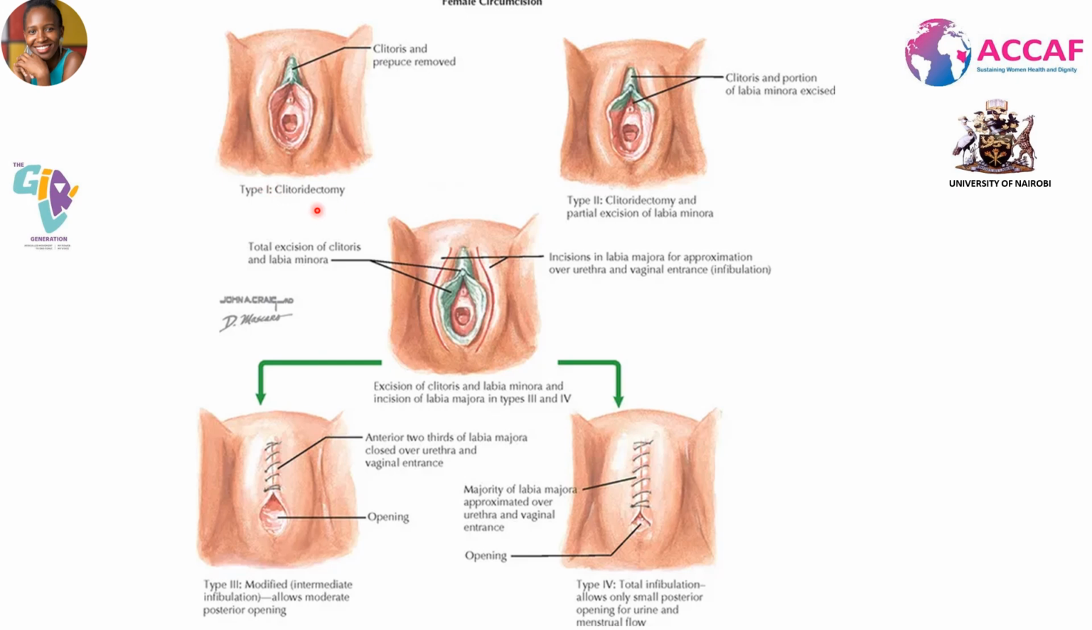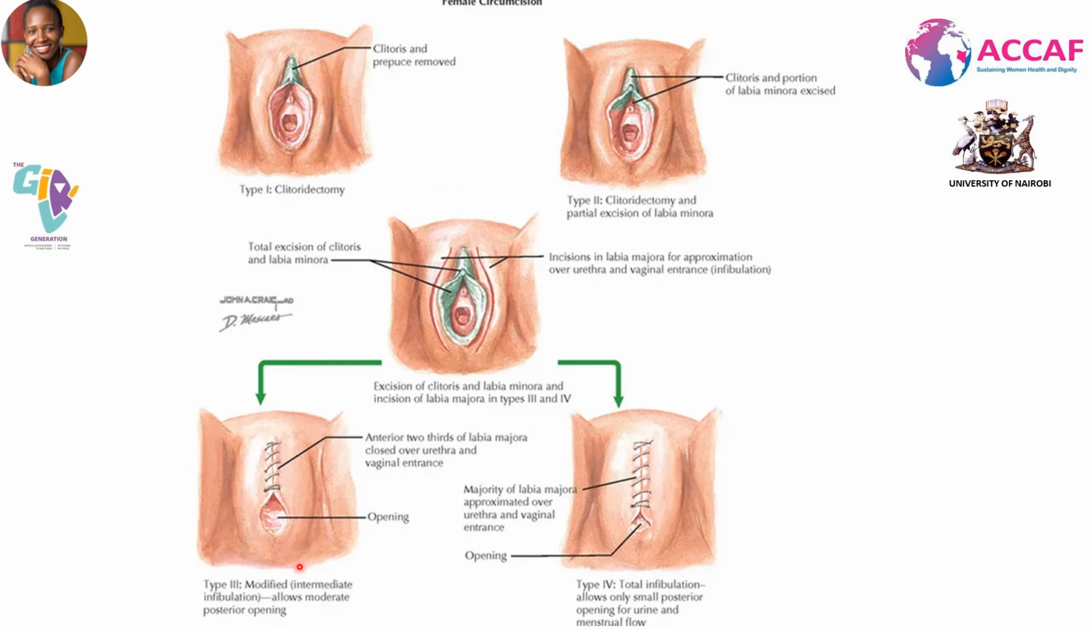We mentioned type 1, where we deal only with the clitoris and the prepuce. In type 1, which is clitoridectomy, there's removal of the clitoris and the prepuce. So the biggest focus here is the clitoris. However, in type 2, incision or excision, there's removal of the clitoris, removal of the prepuce, and also removal of the minora. So the minora ends up being removed in this particular procedure.